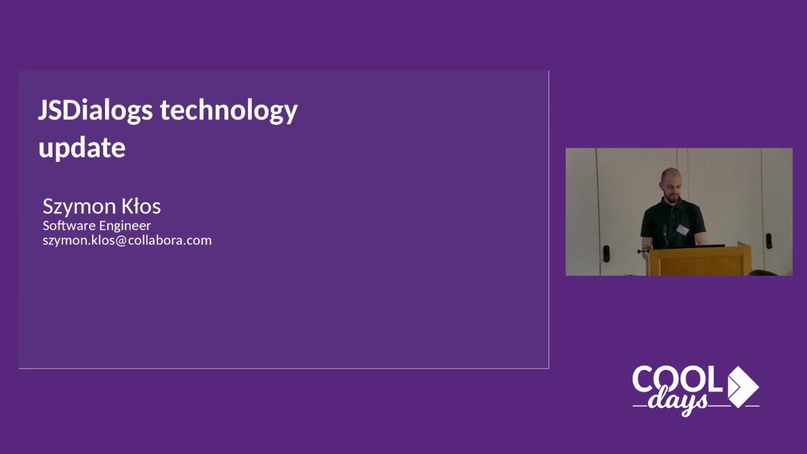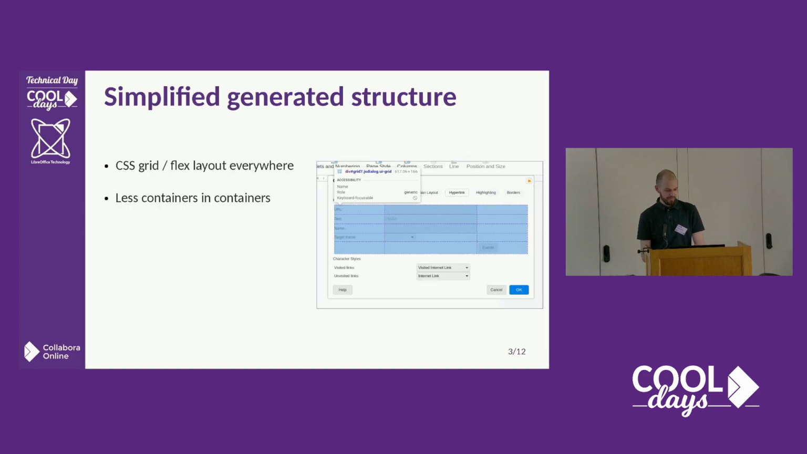So this time I will talk again about JSDialogs, but about the recent updates we can expect in the next releases. So first, what we did was we simplified the generated HTML structure from the JSDialogs. So now it is much simpler, and everything can be easier styled or laid out using the CSS. So we have fewer containers in the containers, and everything should be nicely aligned.